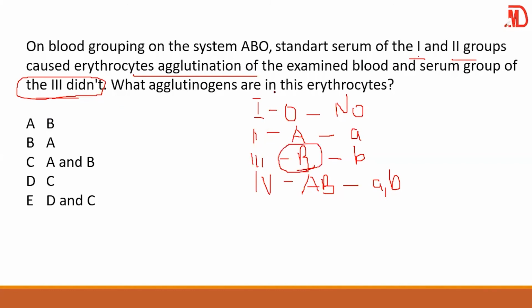So what agglutinogens are in the erythrocyte? I said blood group B contains antigen B. So here we are looking for antigen B, so your answer is A. I believe I've taken my time to explain this. If you don't understand, just let me know and I'll quickly go over it again when we are done. All right.